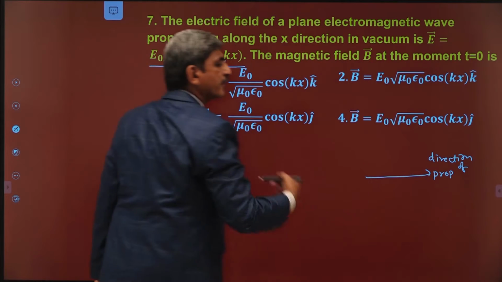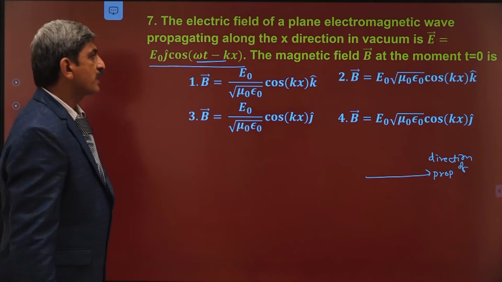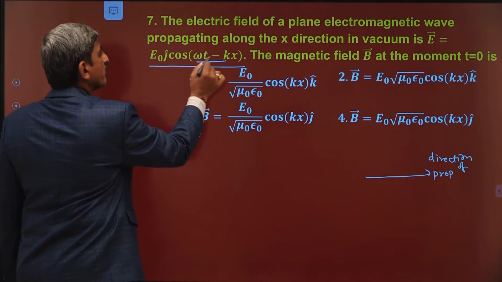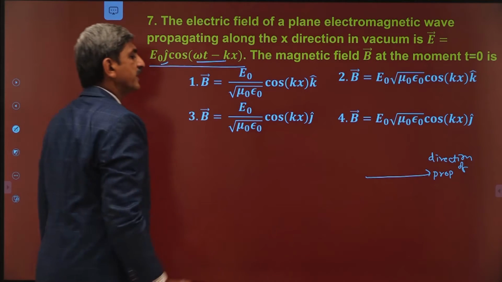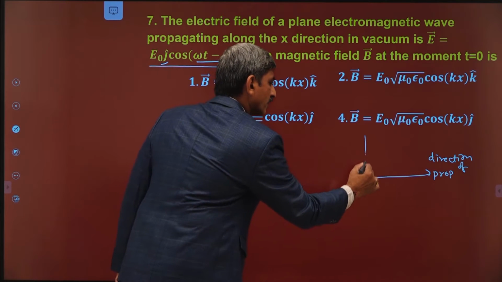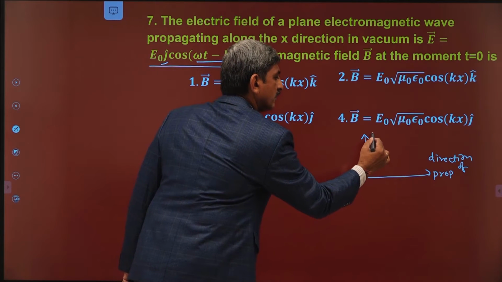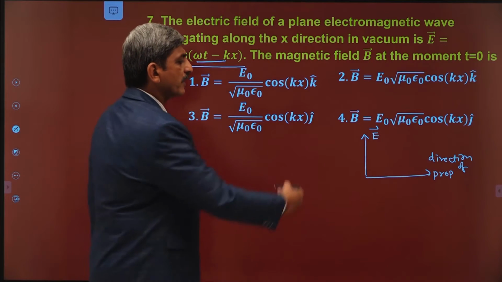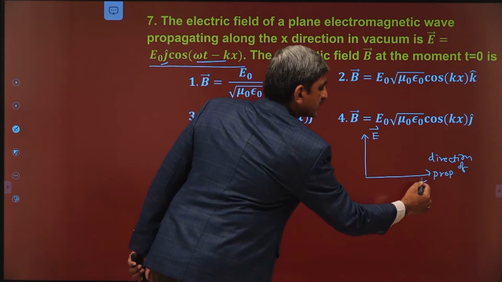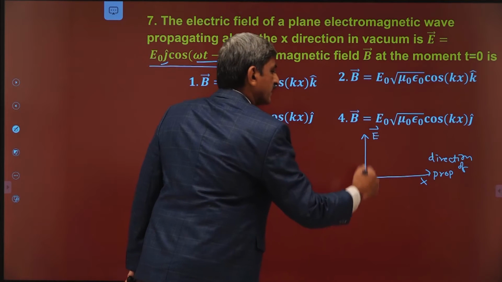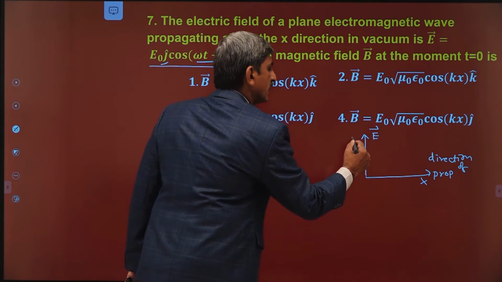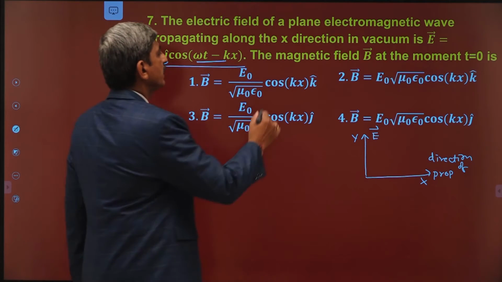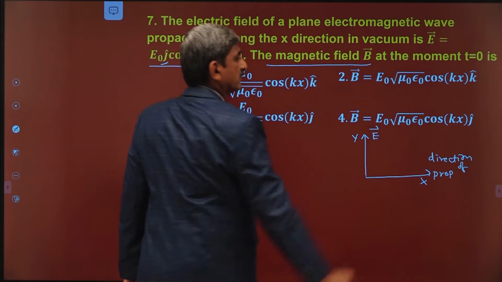The direction of the propagation is along the positive x-axis direction, whereas the electric field is given by E naught j cos(omega t minus kx), that means its direction is along the positive y-axis direction. So the direction of the propagation is along the positive x-axis direction, whereas the electric field is varying with time along the positive y-axis direction.